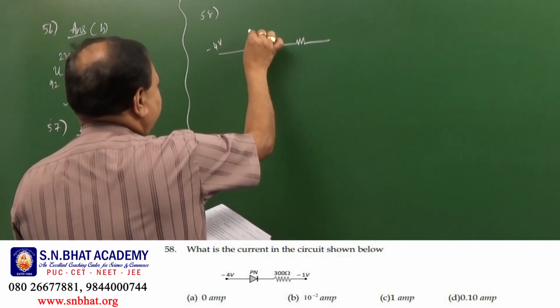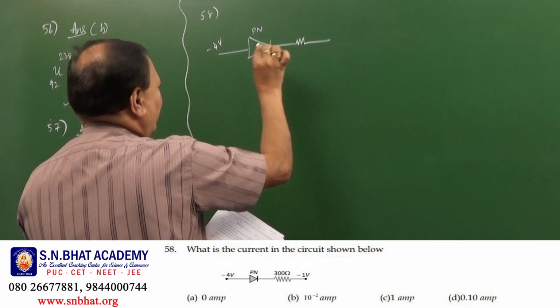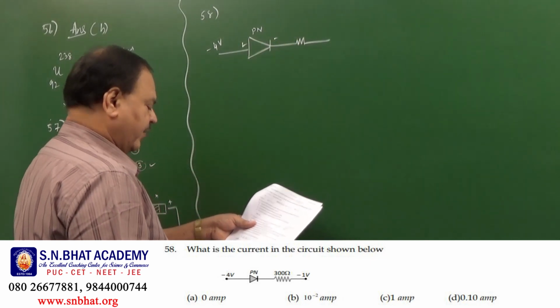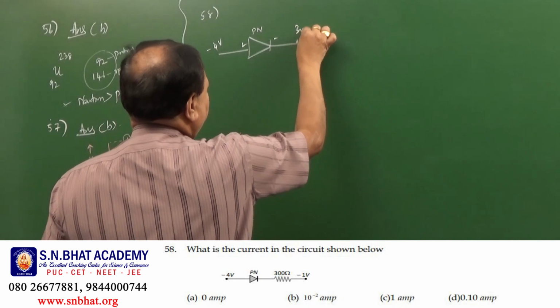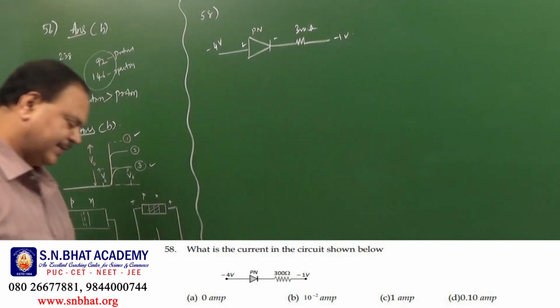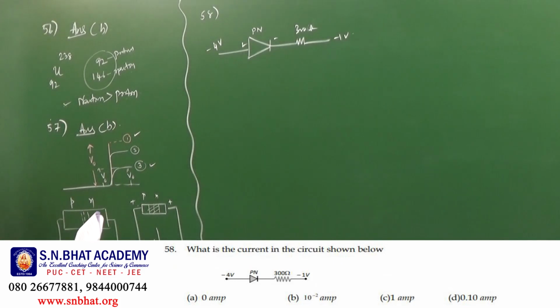And this is a PN junction, as you know, it's a diode. It's a positive and it's a negative. And then here is a 300 ohm resistor and minus 1 volt. If you look at this, what is the current in the circuit given below?